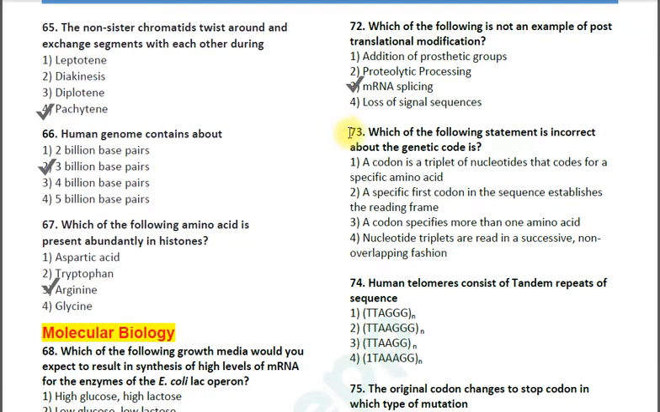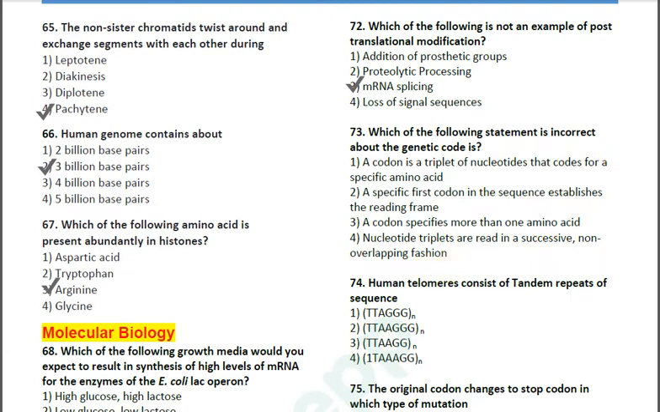Question number 73. Which of the following statements is incorrect about the genetic code? Statement 1 says a codon is a triplet of nucleotides that codes for a specific amino acid. Option 2 says a specific first codon in the sequence establishes the reading frame. Option 3, a codon specifies more than one amino acid. Option 4, nucleotide triplets are read in successive non-overlapping fashion.